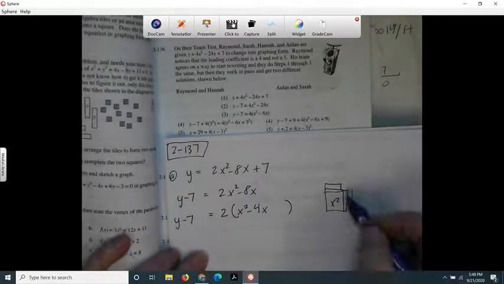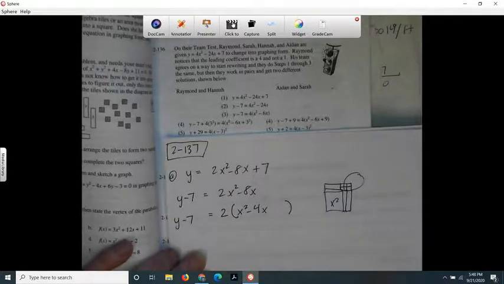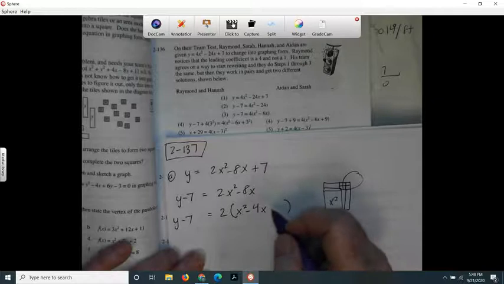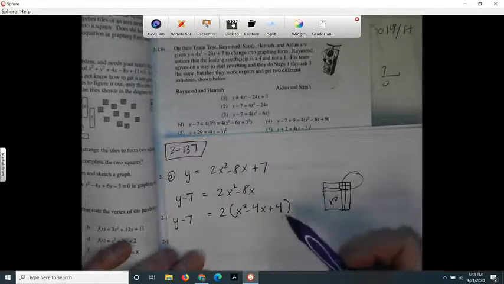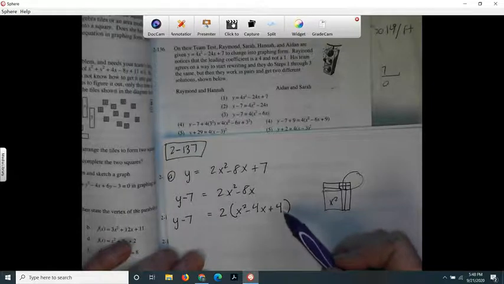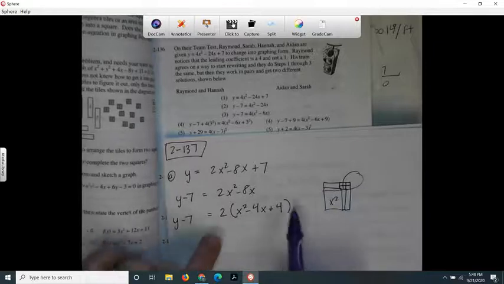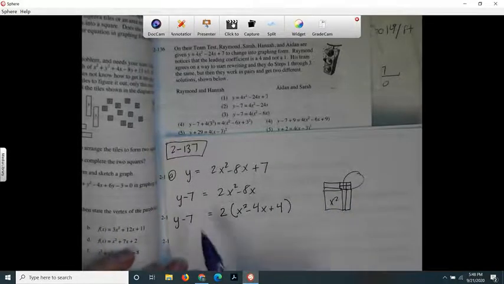So if this is like a little picture of those tiles that we were working with today, you might know that number right there, that's how many tiles I need to complete the square, and that's going to be 4. If I add 4 to the right-hand side, if I just put a 4 here, I'm really adding 8 because it's 2 times 4. So I have to add 8 over here.